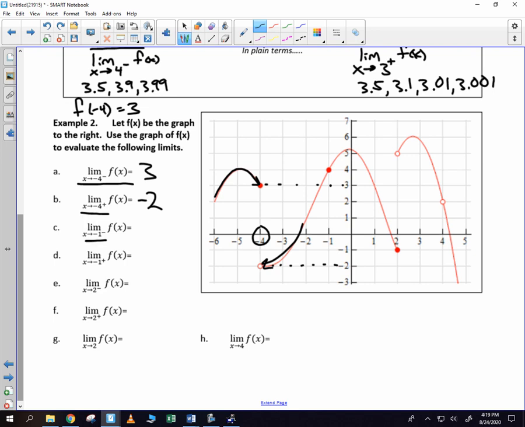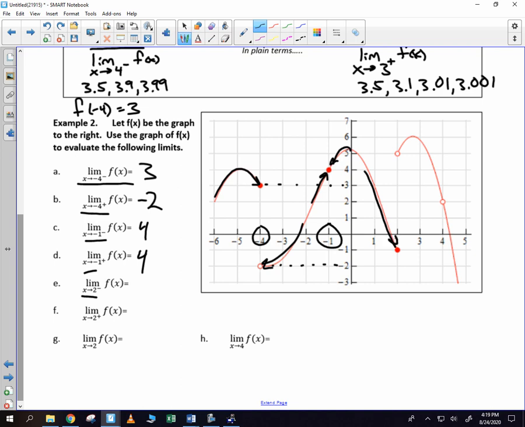We have this one, limit as x goes to negative 1. From the left, we go to 4. From the right, we go to 4. So you can see in both situations, whether it be from the left or the right, it's 4. Look at this one. It says 2 from the left.